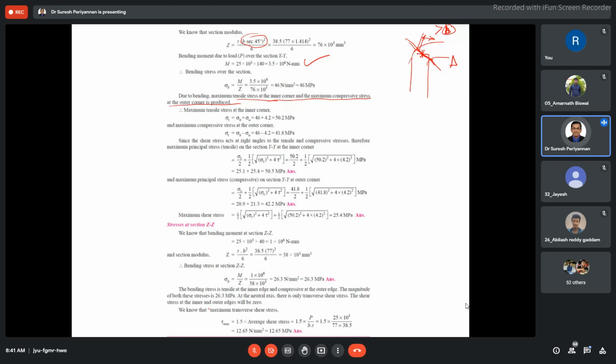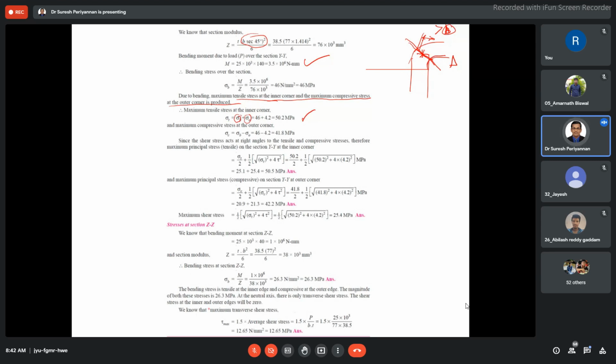What we have found? 4.2. Oh, sorry, you are correct. Sigma tensile is with respect to bending stress. With respect to this, we are considering the inner region, inner radius. Okay. But I am wrong.